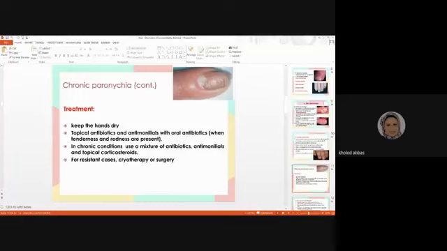Treatment: usually try to keep the hands dry, which means when you wash your hands, the patient has to dry them immediately. Use topical antibiotics, antifungals, and oral antibiotics when tenderness and redness are present. In chronic conditions, we have a mixture of antibiotics, antifungals, and topical steroids. Moisturizing emollients are also important. For resistant cases, we can use cryotherapy or even surgery, nail avulsion I mean.